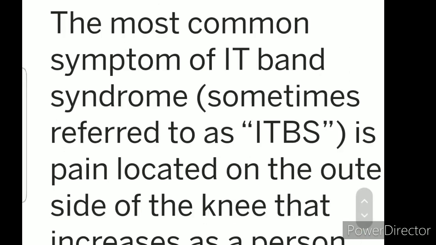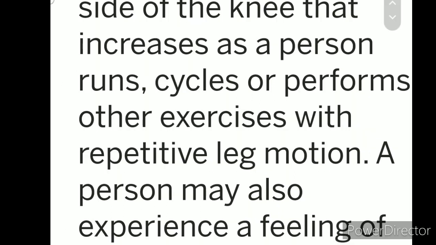So here's a clinical description of an IT band strain, and I'll read it with you as you see it in front of you. The most common symptom of an IT band syndrome, sometimes referred to as ITBS, is pain located on the outer side of the knee that increases as a person runs, cycles, or performs other exercises with a repetitive leg motion. A person may also experience a feeling of clicking, popping, or snapping on the outside of the knee.